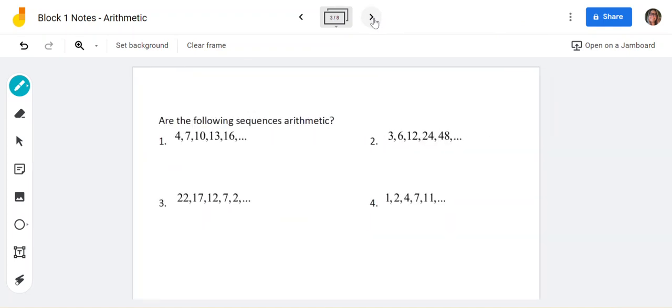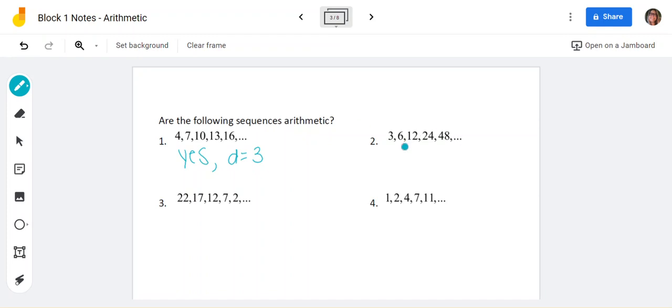So here are some sequences. We're going to determine if they are arithmetic. So 4, 7, 10, 13, 16. This is arithmetic. Say yes. And because it's increasing by 3 each time, the common difference would be 3.